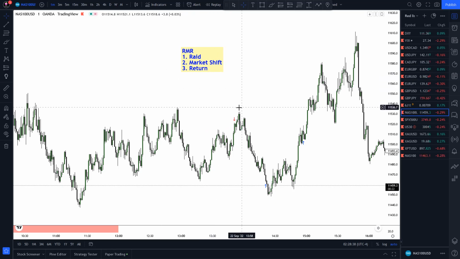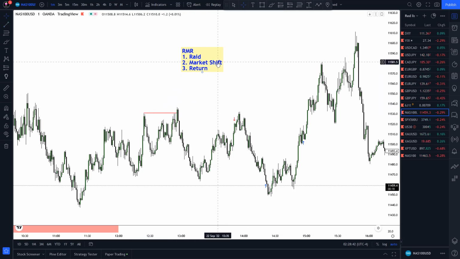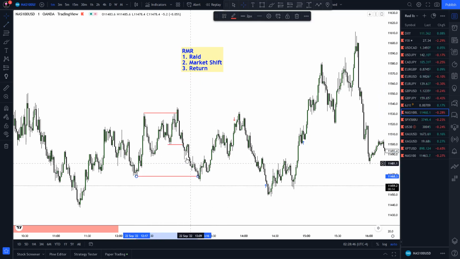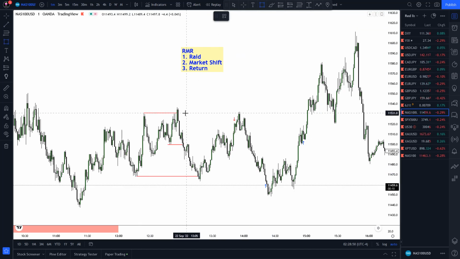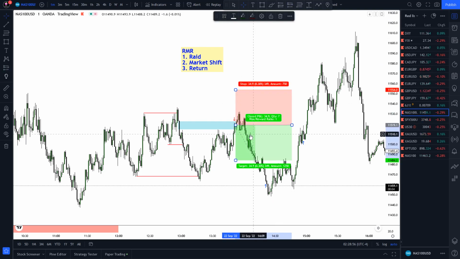So long story short, on the NASDAQ, we have a raid above this high. After the raid, we look for a bearish shift. So once it broke these swing lows, we have a bearish market structure shift. And during that market structure shift, we've been presented a gap over here. If we extend that one all the way out, you can see that I placed my short right there.